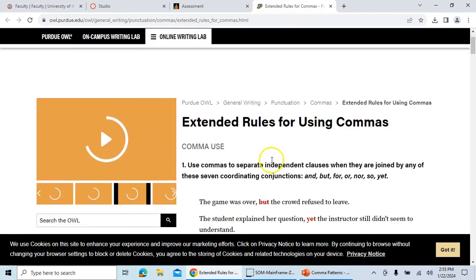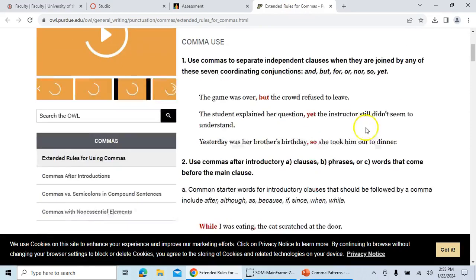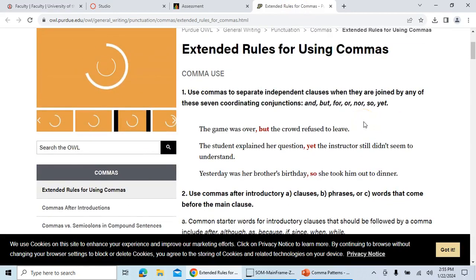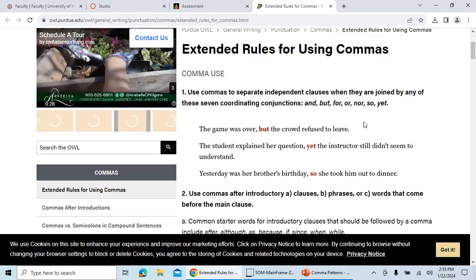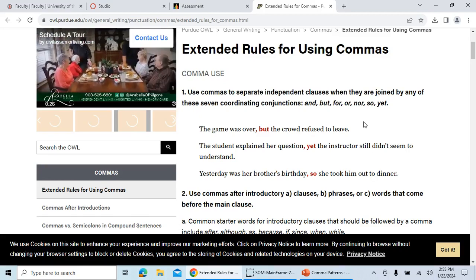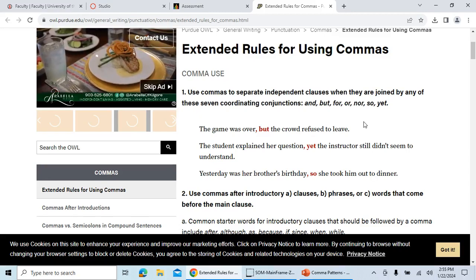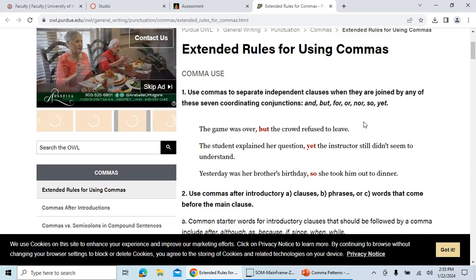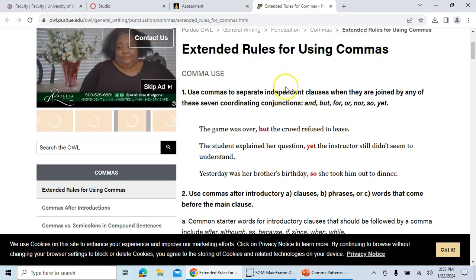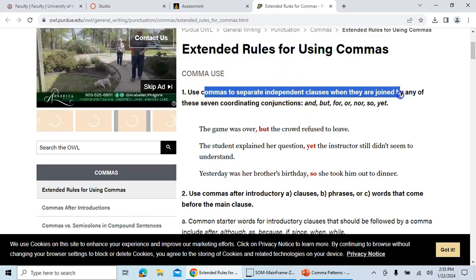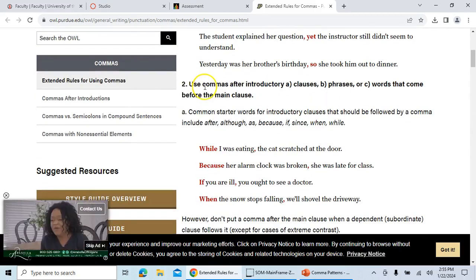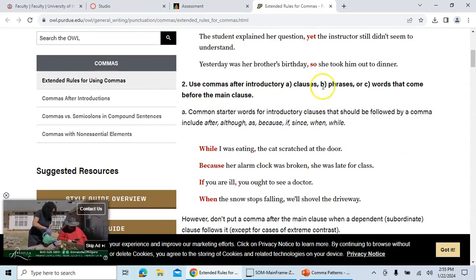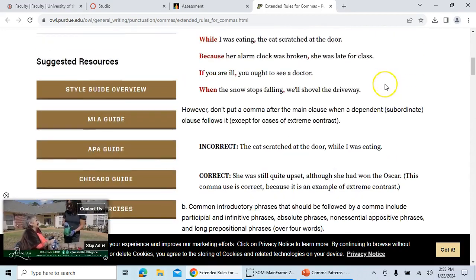I'm going to look here at the comma rules on Purdue OWL. This is a website that we use a lot in English. It's the place where you go to learn about MLA and APA format. And they're sort of the authority on a lot of that stuff and have a lot of free educational materials. So running through this, this first one we covered already. This is 2 independent clauses. This is introductory clauses, phrases, and words. We already did those.